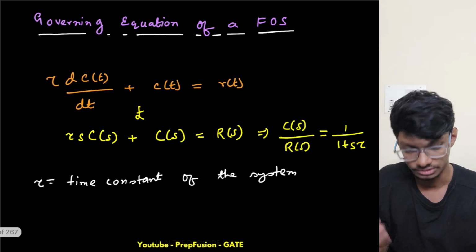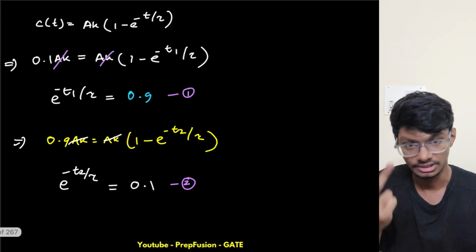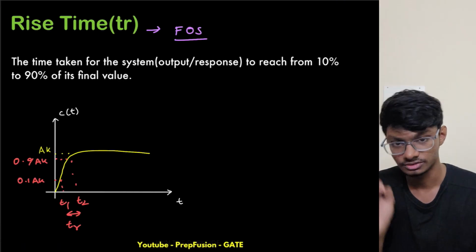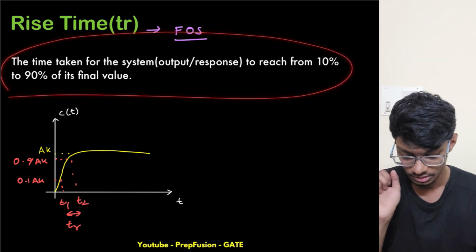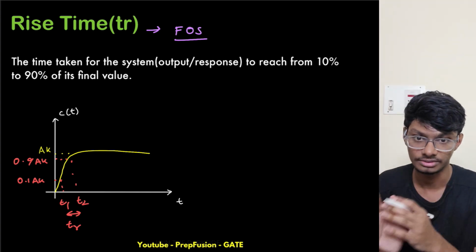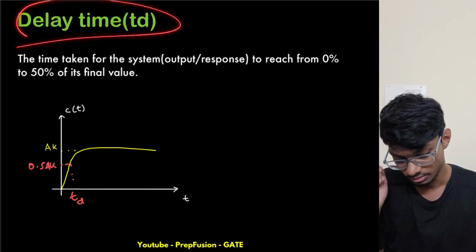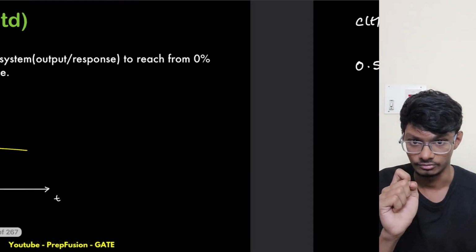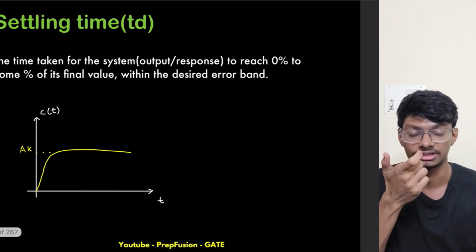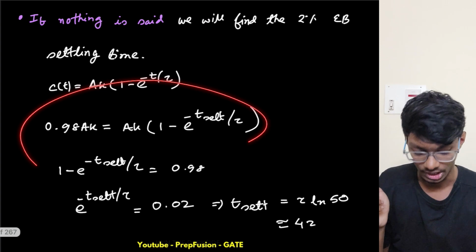Then we studied the parameters of a first order system, which are very simple: delay time, rise time, and settling time. For a unit step input, the time taken to reach from 10% to 90% is known as the rise time. The time taken to reach from 0 to 50% is known as the delay time. And the time taken to reach from 0% to whatever error band I want is known as the settling time. By default I will choose the 2% error band if nothing is specified; if something is specified, obviously I will calculate.